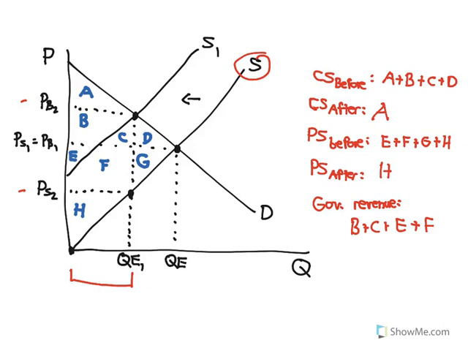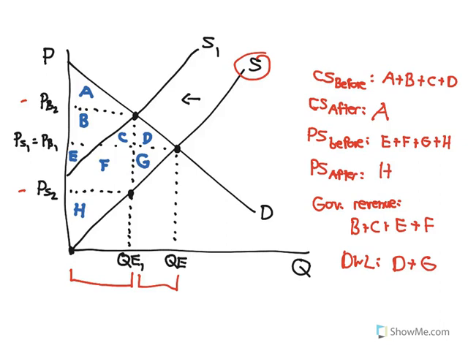And then finally, deadweight loss. Remember, deadweight loss always points to where society wants to be, and it's around the quantity that is no longer being exchanged in the market. And that's the distance between QE and QE1. So deadweight loss, loss of efficiency, is D and G.